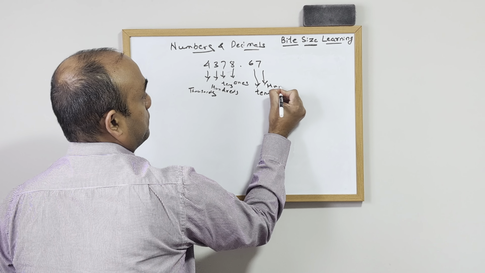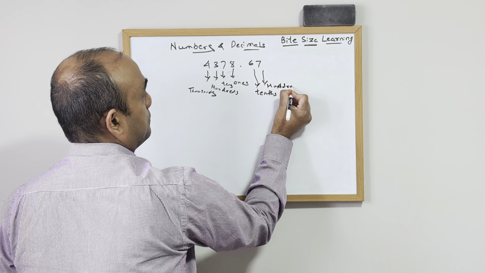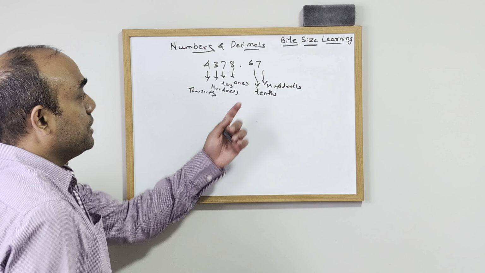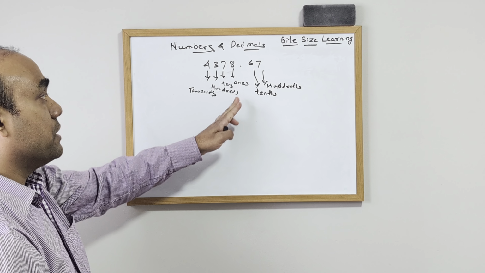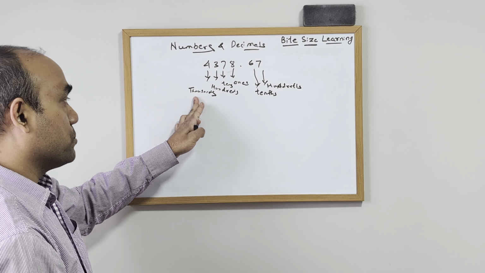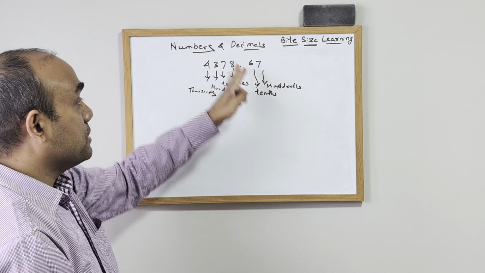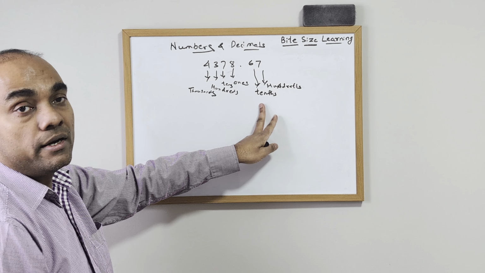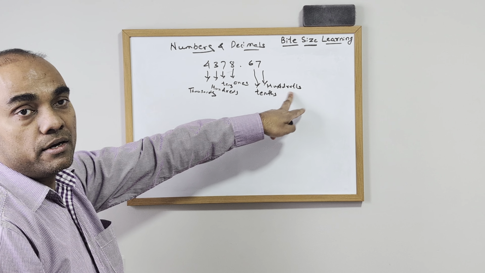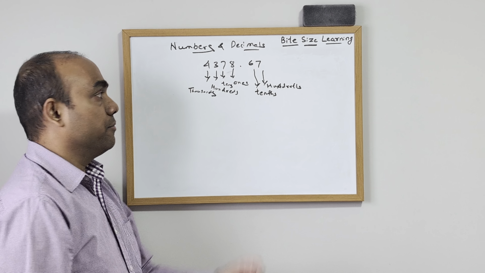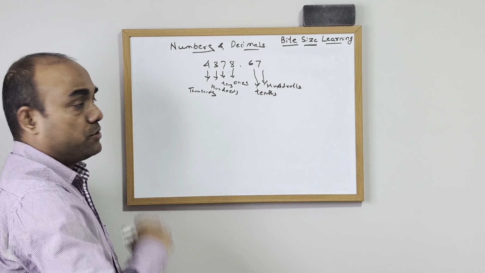hundredths, right? So on the left hand side of the decimal, it is ones, tens, hundreds, thousands, and on the other side it doesn't start with ones, it starts with tenths. So tenths, hundredths, thousandths, like that, right? So this is how you mention the place value.